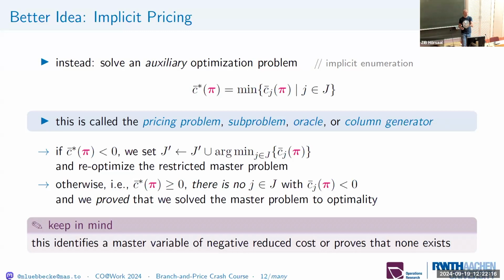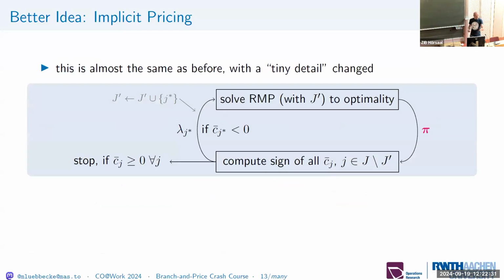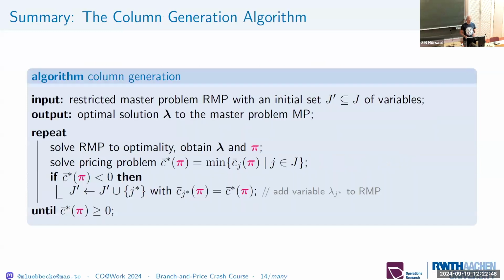And when this minimum is negative, then I have identified a variable which is attractive, I would add to my restricted master problem. And when the smallest is non-negative, there is no negative, then I have my proof of optimality. So this modifies this just by a little bit. Instead of computing the sign of all the variables, I compute the sign of the most negative one. Correct? And this is sufficient to keep the iteration going.